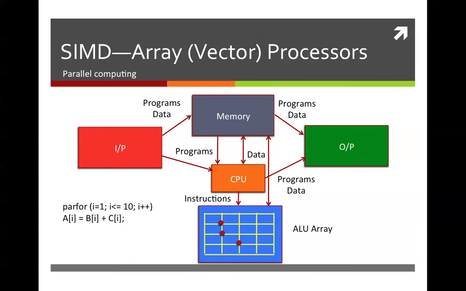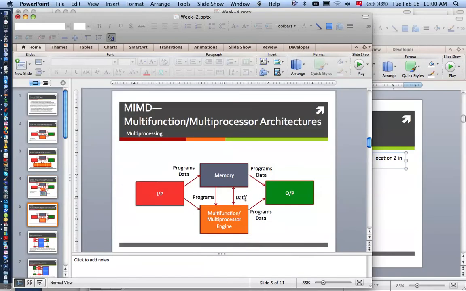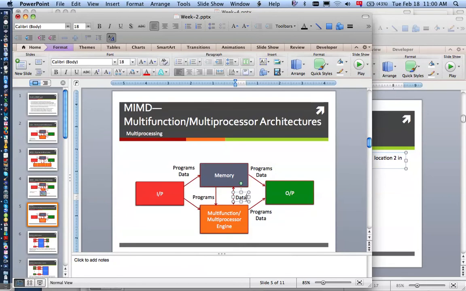And then the last one is the most general machine type we can have, and we call this a multifunction and a multiprocessor architecture. And so again, the same structure remains: input, output, memory, but then what we have here is just this multiprocessor system, which takes care of all the computations.